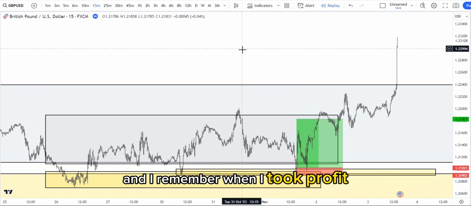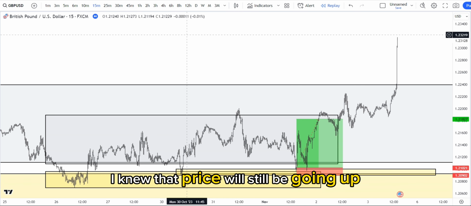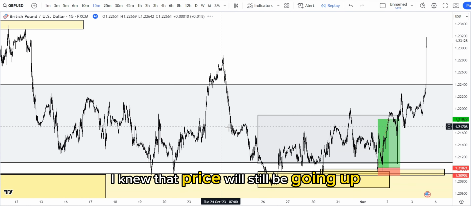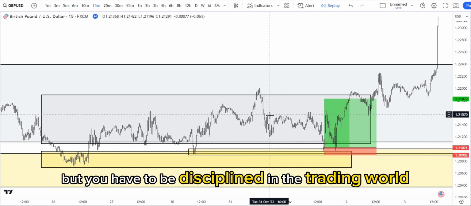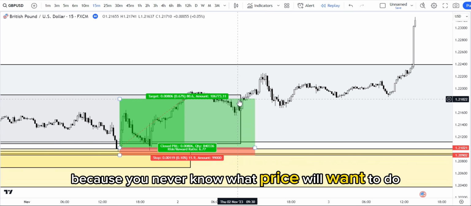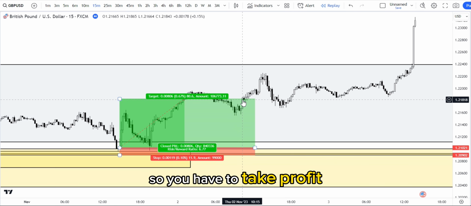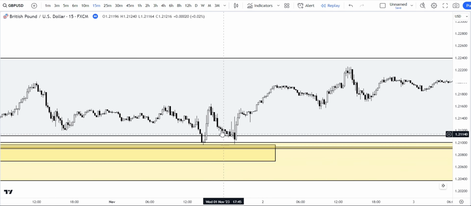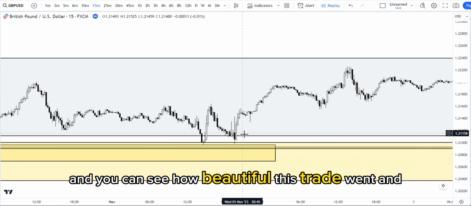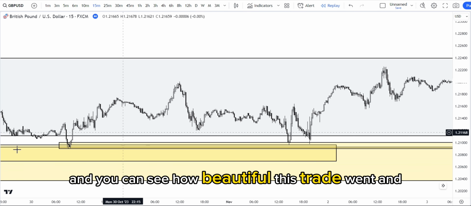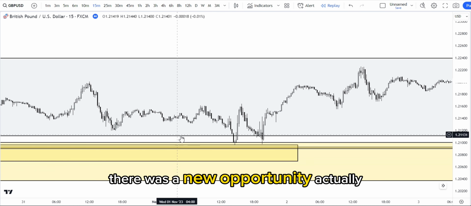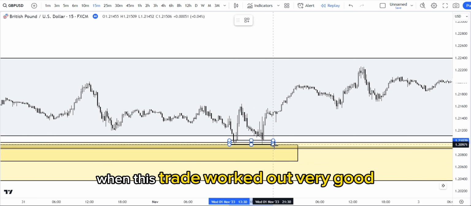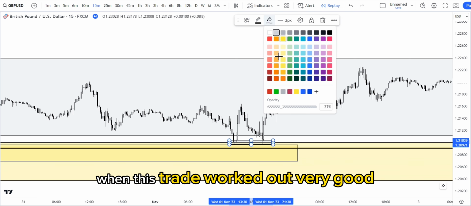And I remember when I took profit, I knew that price would still be going up, but you have to be disciplined in the trading world, because you never know what price will want to do. So you have to take profit, and you can see how beautiful this trade went. And there was a new opportunity actually when this trade worked out very good.